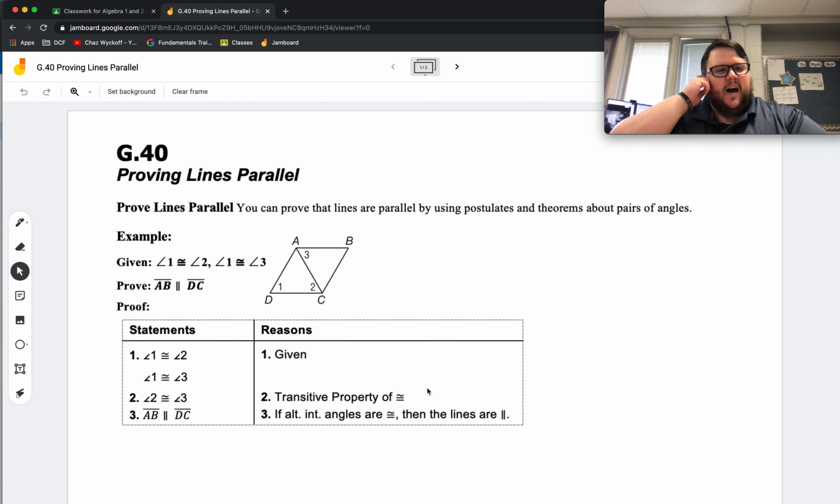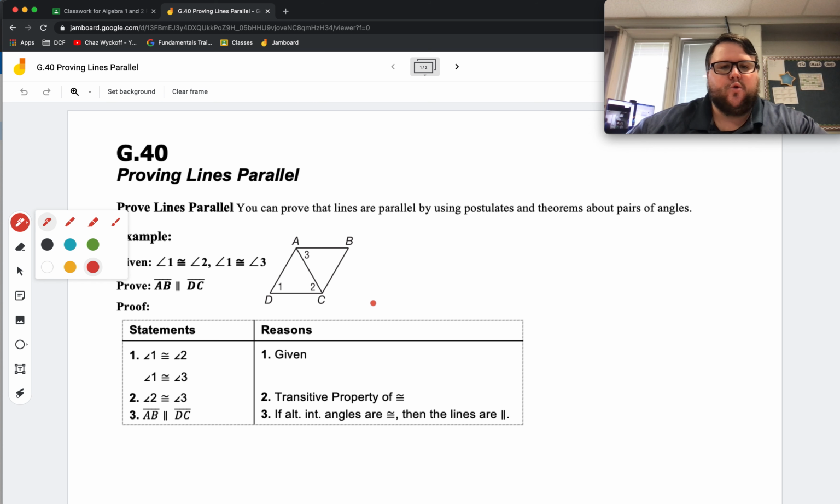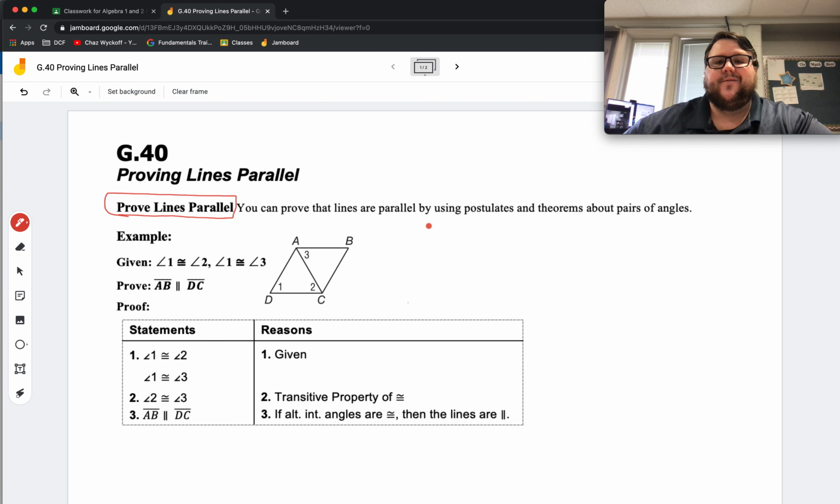So the example, proving lines. We've been doing proofs, two-column proofs, statements and reasons. Prove lines are parallel. Our objective is to prove that two lines are parallel because of a transversal. You can prove that lines are parallel by using postulates and theorems about pairs of angles.